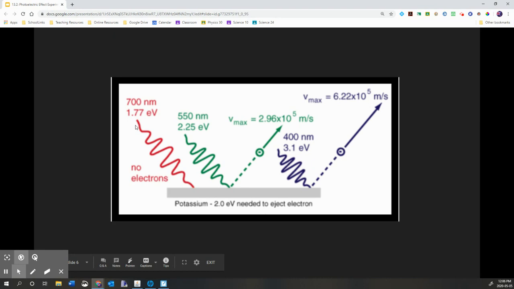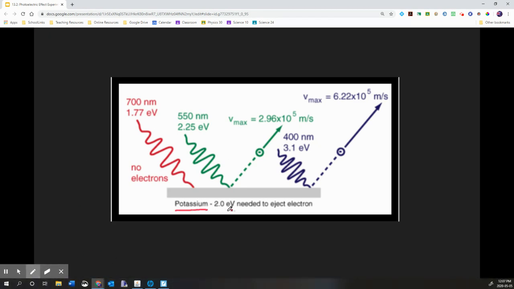So I want to finish this presentation off with this kind of simplified version, but I think it's really telling and ties in well with the formulas. It's a little diagram showing some possible numbers we can use. So imagine then that we take red light and we shine it onto a potassium surface.